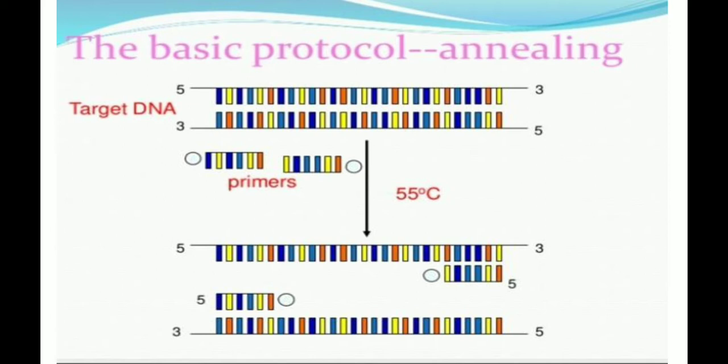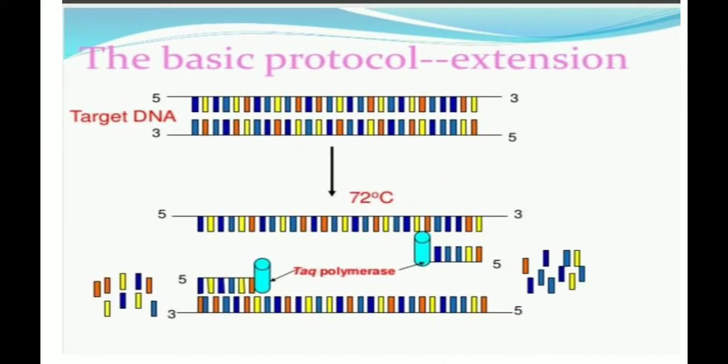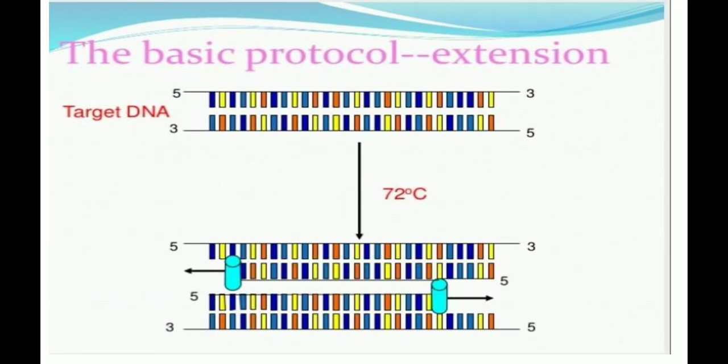Then in the next step you can see there is an extension, where the temperature is shifted to 72 degrees Celsius. Now you have to add nucleotides on the left side and right side, and these nucleotides are added to the primer by the enzyme, Taq polymerase. You can see it in blue color, the Taq polymerase, which is used to add the nucleotide sequence on that primer. By that you will get the amplified DNA, or copies of DNA, produced from the primer you have used.